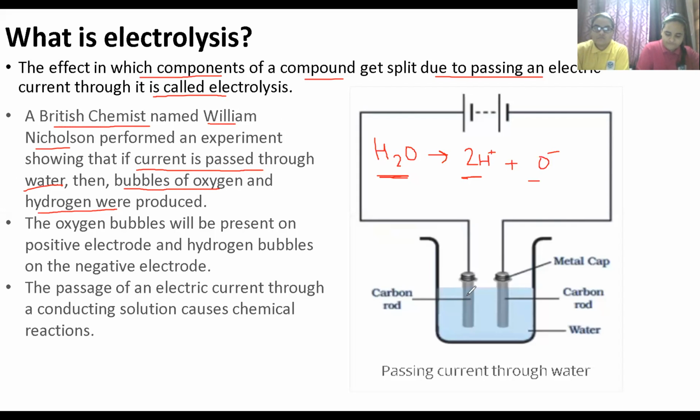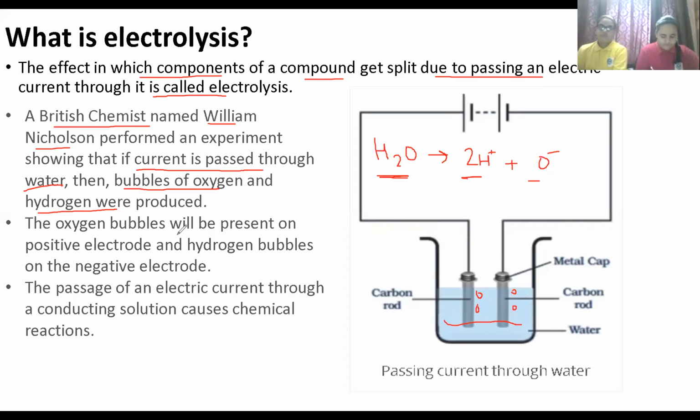Here you can see an example. This is water. The bubbles of hydrogen and oxygen are produced at both the electrodes. एक साइड पे हाइड्रोजन होगा और एक पे ऑक्सीजन होगा. I will explain later on which electrode which gas would be formed and why.